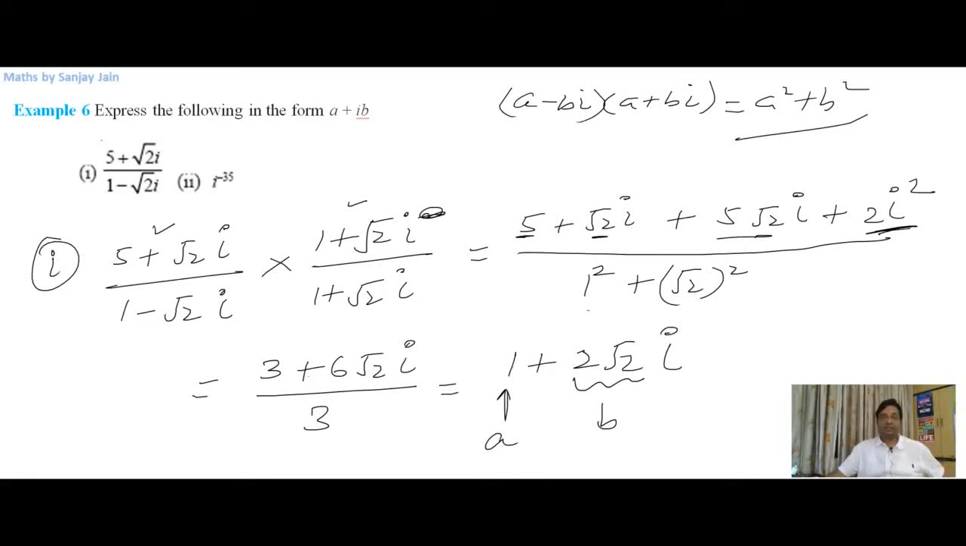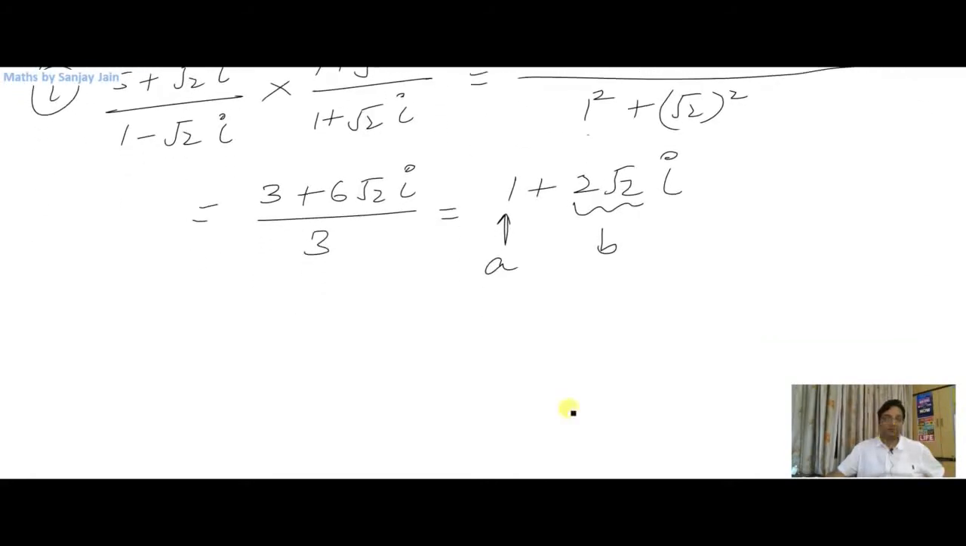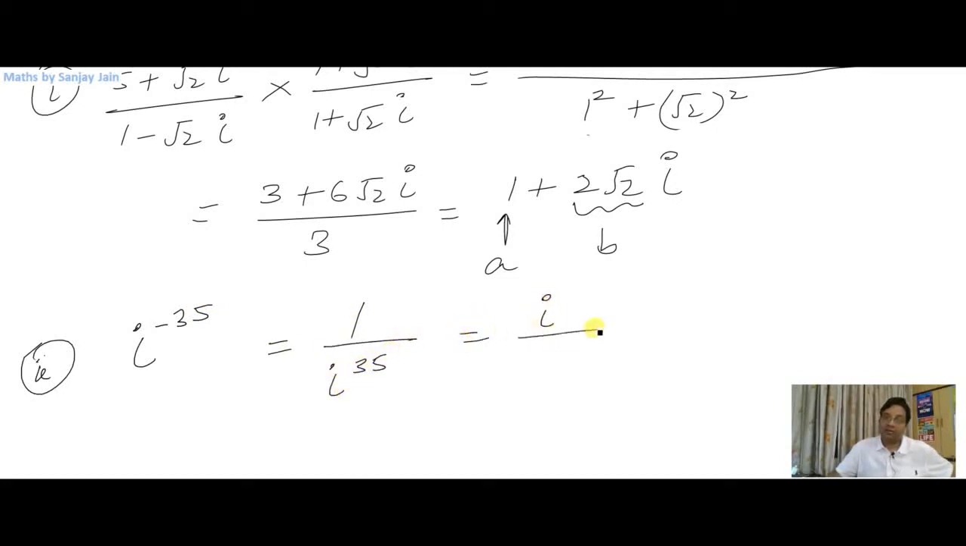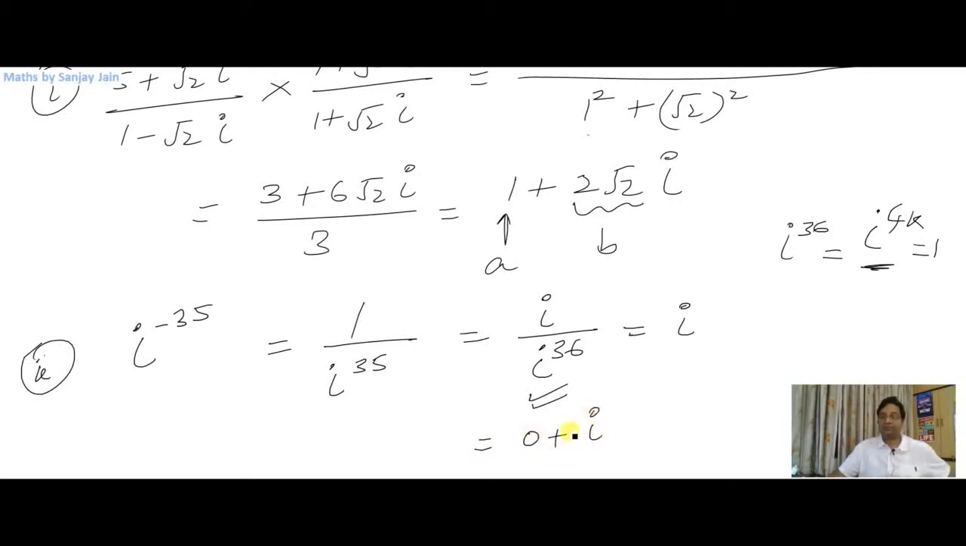Okay. Next is iota raised to power minus 35. You can write it as 1 upon iota raised to power 35, or you can write it as iota upon iota raised to power 36. Now iota raised to power 36 is nothing but iota raised to a power multiple of 4, which gives me 1. So the denominator becomes 1, answer is iota. If I write it in a plus b iota, I can write it as 0 plus iota, or 0 plus 1 into iota, where 0 is your a and 1 is b.